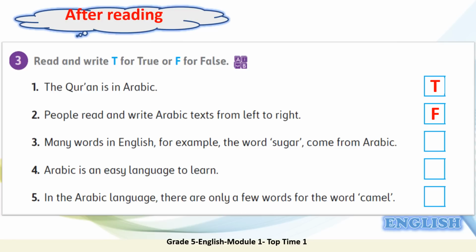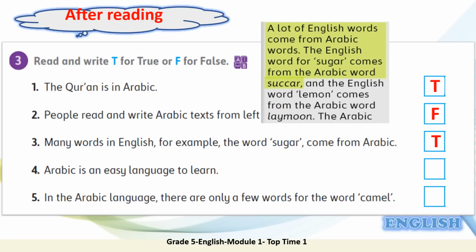Number 3. Many words in English, for example, the word sugar, come from Arabic. That's true. And you will find it in the text. A lot of English words come from Arabic words. The English word sugar comes from the Arabic word sukkar.